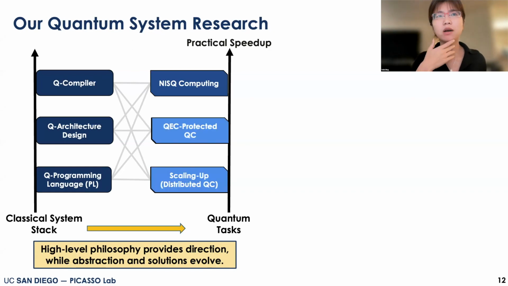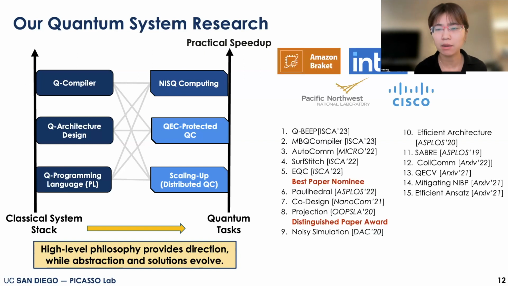And I'm also very proud that our group is among the first to look at the second and third tasks, about scaling up and QEC-protected quantum computing, which we believe is the future in addition to NISQ computing. Thanks to our collaborators, we have achieved a list of publications, and most of our work is being integrated into their industry platforms. For this talk, I will mostly focus on our compiler work due to the time limit, and emphasize the unique challenges it presents in quantum computing.